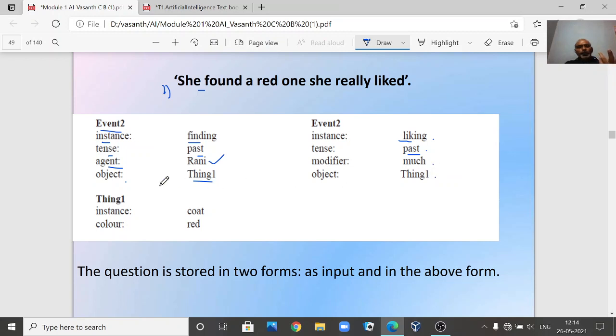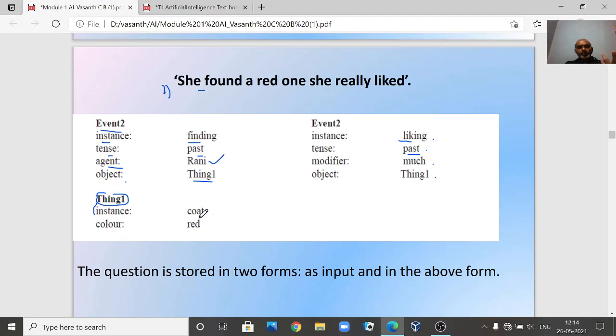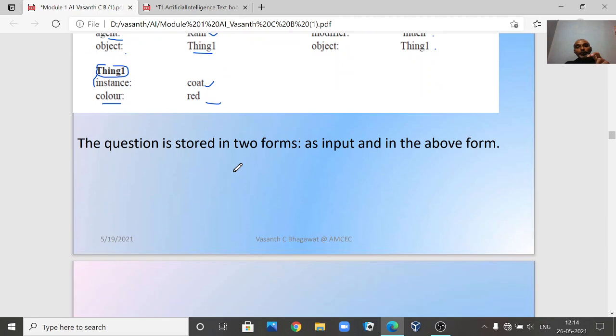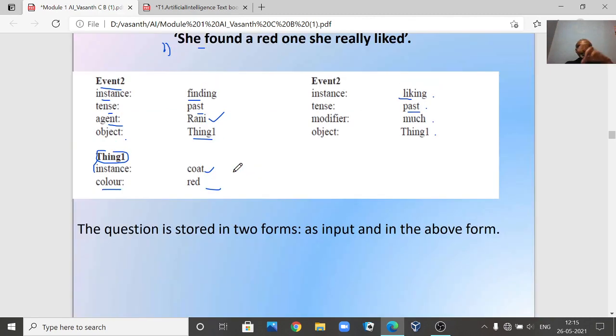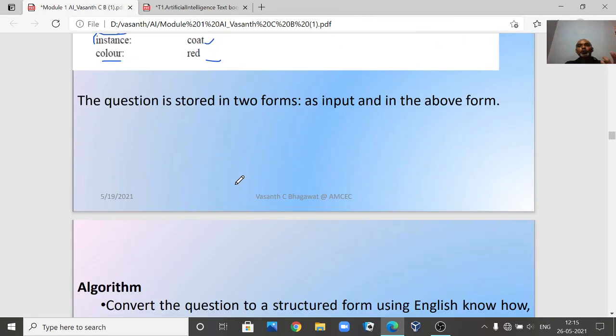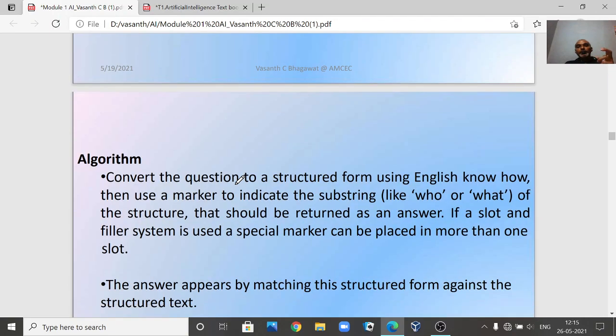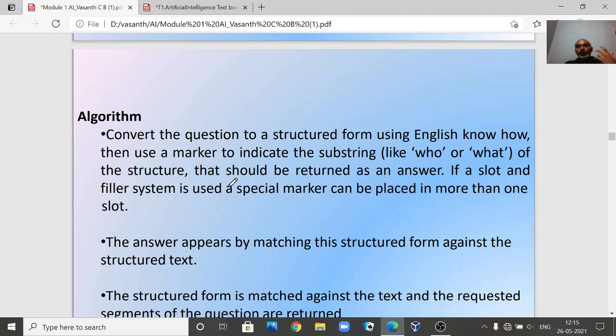Now when you consider this object, thing one, what is its instance? The instance is a coat, and for every object there will be some attributes. What is the color? Red. You see that in our paragraph, you have a red coat that Rani found. Like this we keep it in one way of representation. This type of representation we call slot and filler. So the questions are stored in this representation, and we try to get the answer. The paragraph also is represented this way.